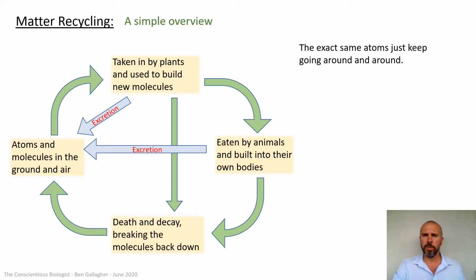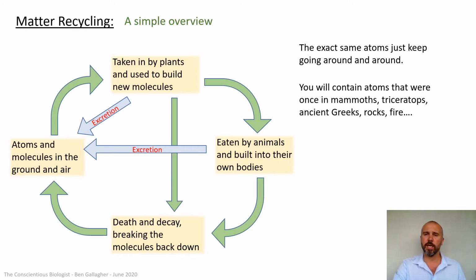Let's put a couple of summary points though, is that the exact same atoms just keep going around and around. And you will contain atoms that were once in mammoths, triceratops, ancient Greeks, rocks, fire, literally anything you can think of would have been made of atoms. Those atoms went back into the ecosystem and could well have ended up in you.